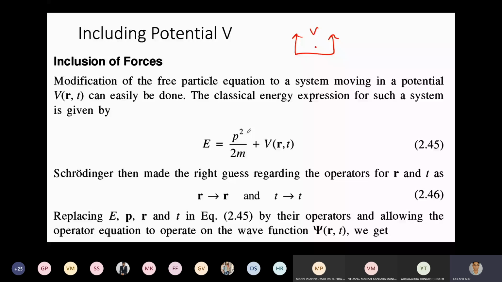And then Schrodinger made a right guess to include the relevant operators for the position as well as for the time. Okay. So what he did then, he simply replaced this whole equation by their equivalent operators. So we have the energy operator, we have the momentum operator, and for r and t, he simply replaced these parameters by their equivalent operators.